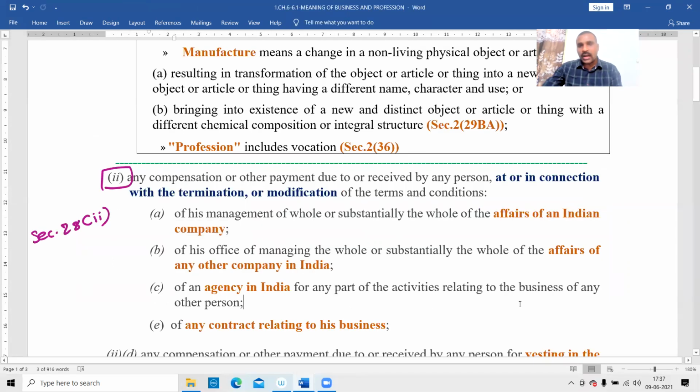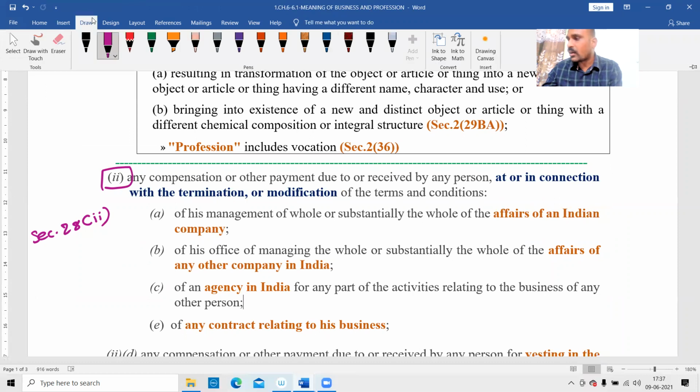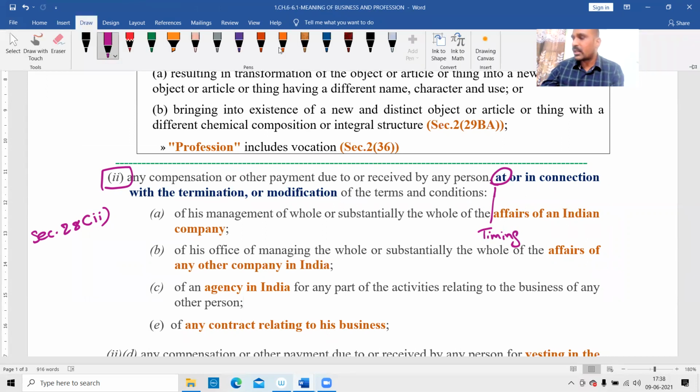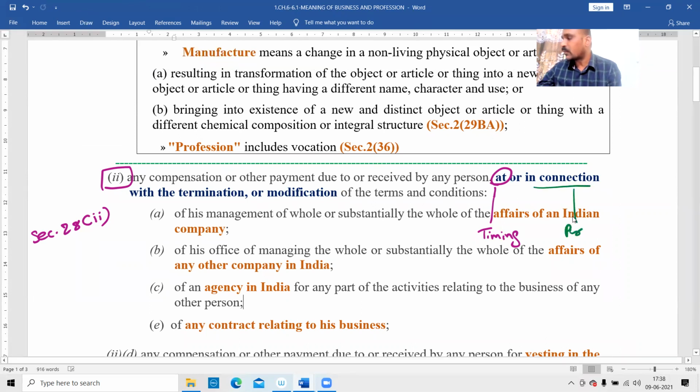Look at this: "at or in connection with the". "At" means timing. "In connection with the" means purpose. This is timing, the timing of receiving the income. "In connection with" means the purpose of receiving the income. Two points we have to check: first is timing, second is purpose. So timing of receipt of compensation and purpose of receipt of compensation.